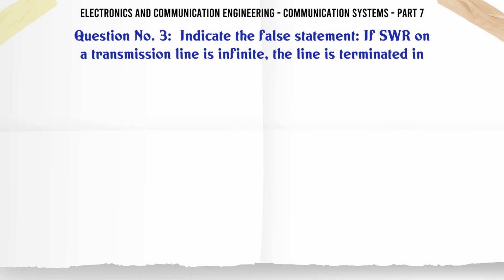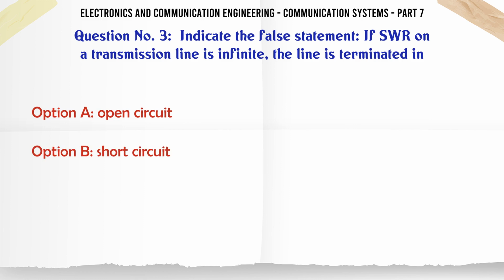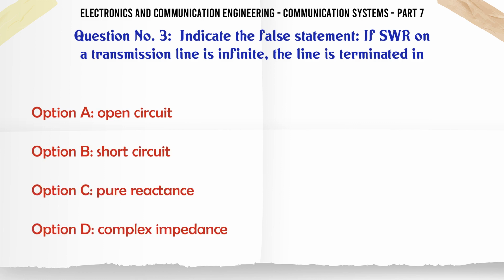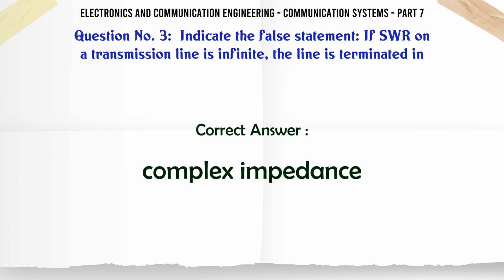If SWR on a transmission line is infinite, the line is terminated in A, open circuit, B, short circuit, C, pure reactance, D, complex impedance. The correct answer is complex impedance.